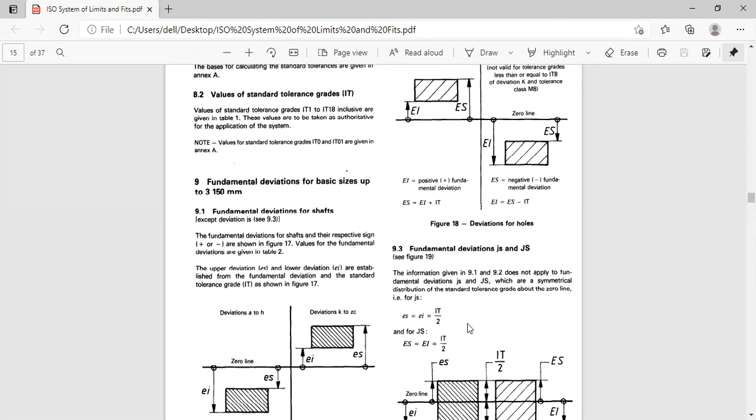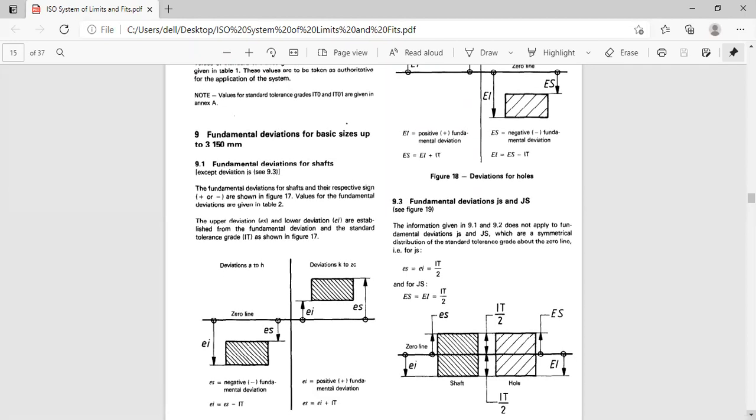Suppose the problem asks for the JS term, how to represent it? He has represented it like this. You just try to see ES and EI as far as the hole and the shaft are concerned. This is the hole, this is the shaft. So how he has represented the hatching also, as per the ISO standards or as per the ANSI standards, you have to know.